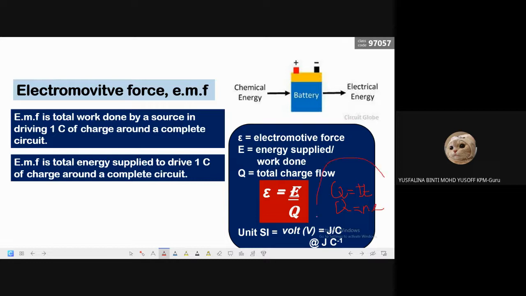So these are the two formulas. N is the number of charges, e is the charge of an electron, I is the current in amperes, and t is the time in seconds. This is the formula if you want to find Q. If a question comes up, you can use this formula to find Q. So for E over Q, the unit is J C negative 1, joule per coulomb.